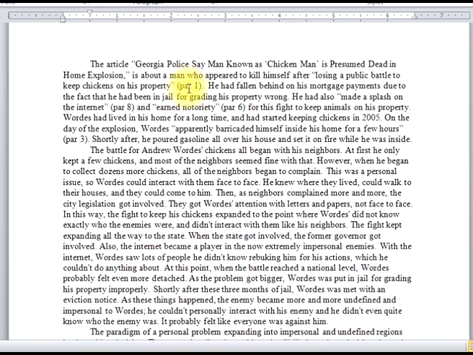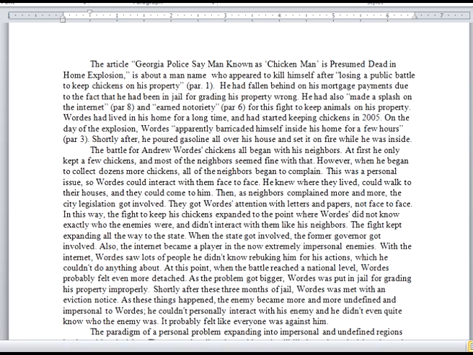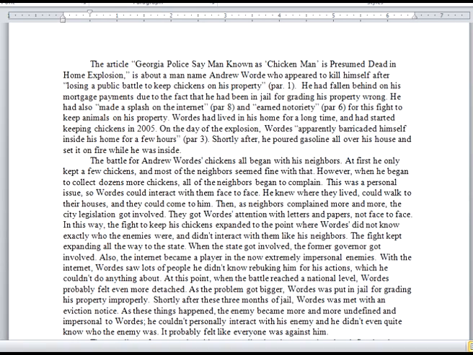Now, there are some things that could have been done better. You know, there needs to be a period here and that sort of thing. And I would like to have seen the name of the author who wrote this. And also, it's about a man, maybe named Andrew Words. Okay, there you go. But see, Words shows up right here, and unless you mention it before that, it's a little confusing. Words had lived in his home for a long time. On the day of explosion, Words apparently barricaded himself. Shortly after, he poured gasoline all over his house. And okay, so that was the summary.